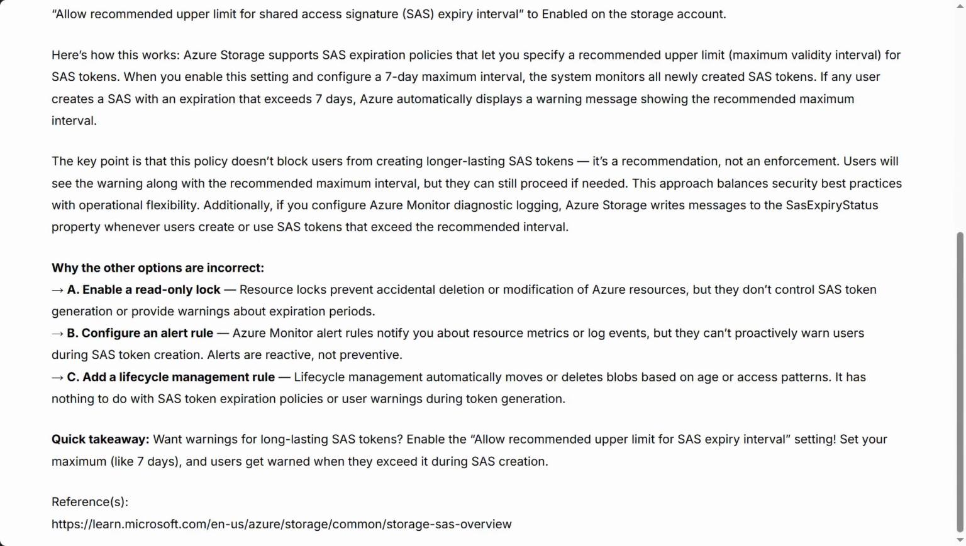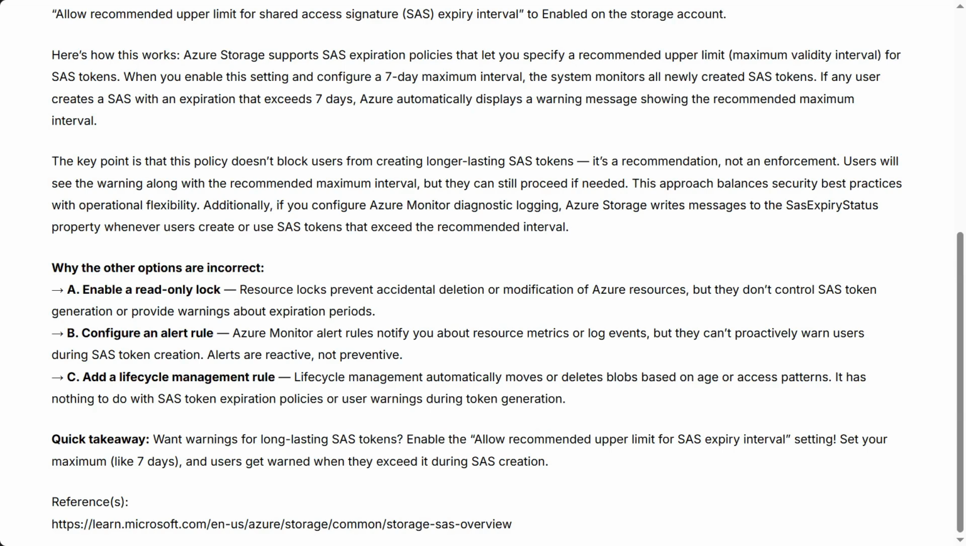Why the other options are incorrect. A. Enable a read-only lock. Resource locks prevent accidental deletion or modification of Azure resources, but they don't control SAS token generation or provide warnings about expiration periods.